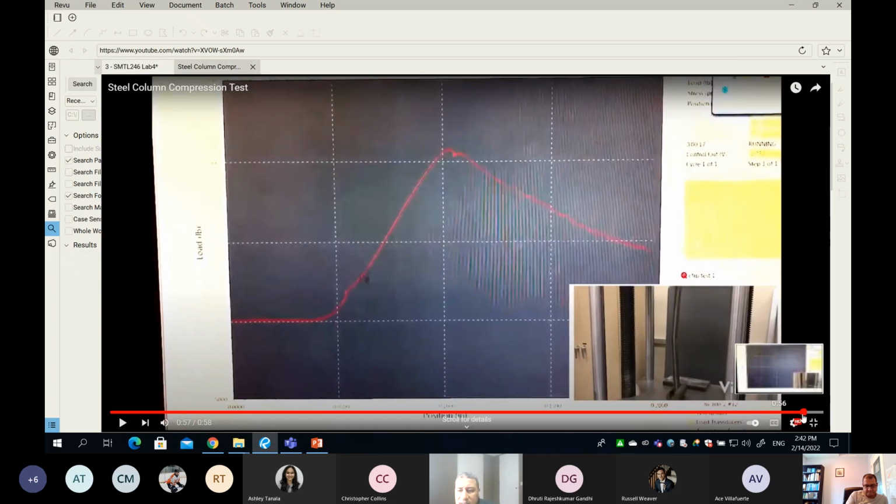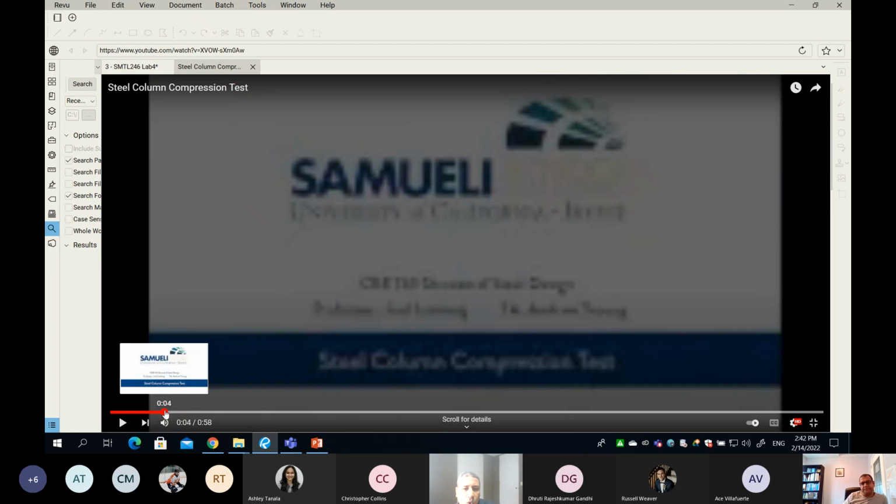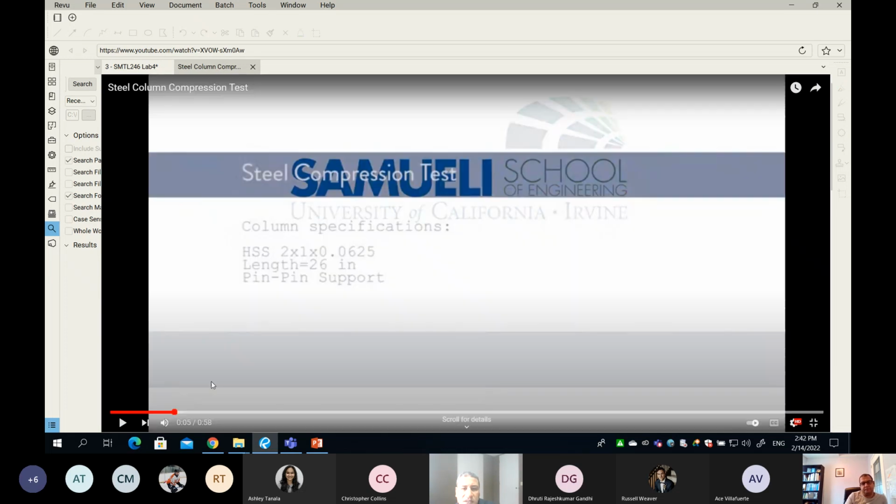If I scroll back to the initial, you will see some information about the column. I think it's right here. Do you see that? I know that maybe you don't know what HSS is. It is 2 by 1, and that's the wall thickness, and the height is 26. So think about it, 26 inch, that's the height, and the smaller dimension is 1.